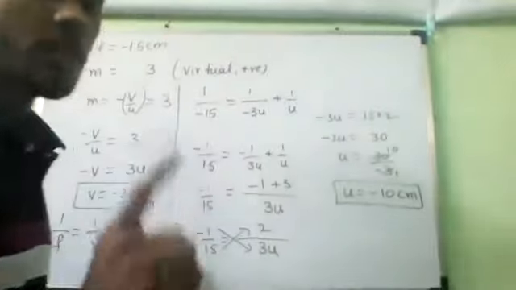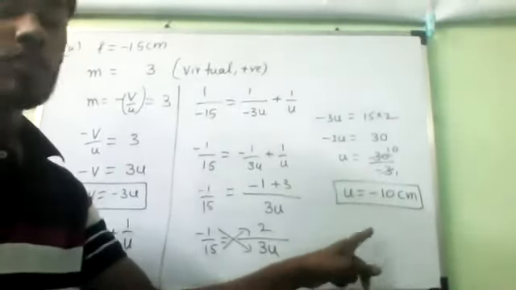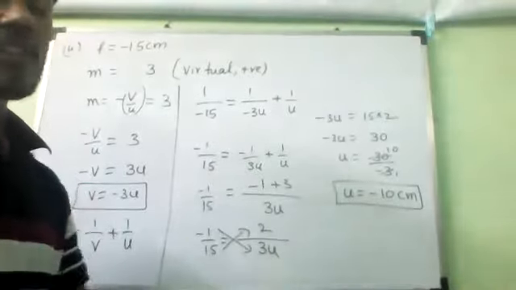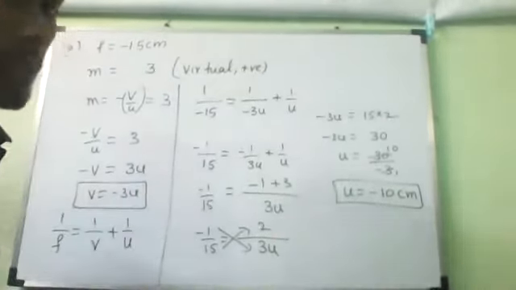If you want to get a virtual image 3 times magnified, the object should be placed at where? The object should be placed at minus 10 centimeter. But they are not asking for the image distance here. If you want, you can calculate it.